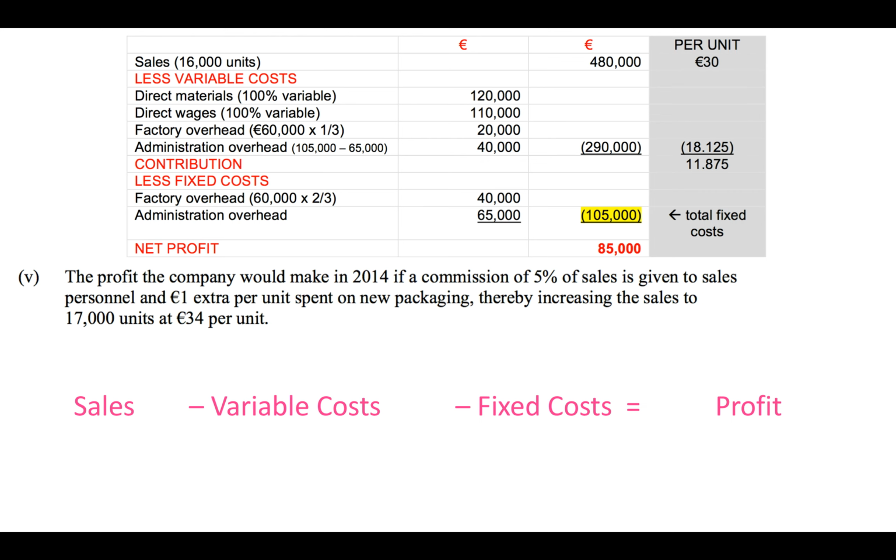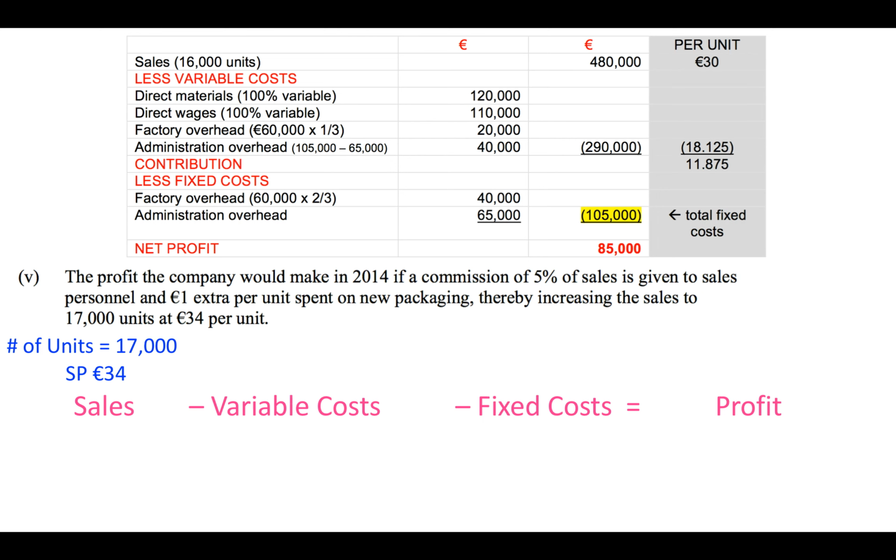If a commission of 5% of sales is given to sales personnel. So a commission means that for every unit that the salespeople sell, they're going to get 5% of whatever the selling price is. Okay, so the profit the company would make in 2014 if a commission of 5% of sales is given to sales personnel and €1 extra per unit spent on new packaging, thereby increasing the sales to 17,000 units at €34 per unit. Okay, so the sales then. So the sales, the units is going to be 17,000 units and then €34 per unit.